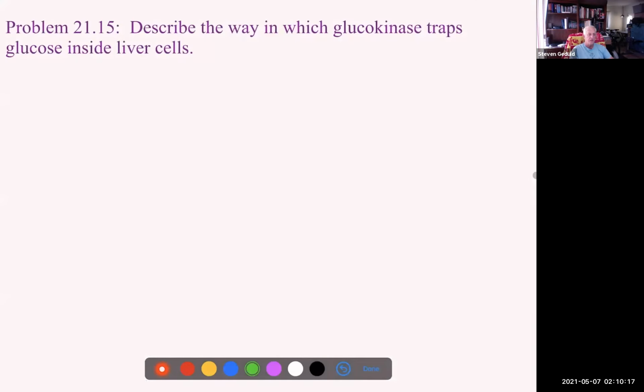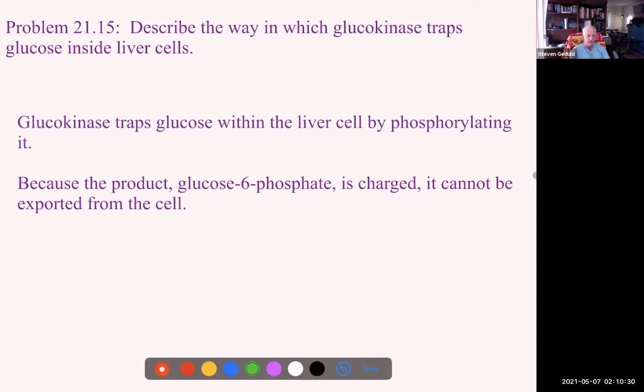Okay. So describe the way in which glucokinase traps glucose inside liver cells. Because remember, the liver is where the glucose is actually converted. Glucokinase traps glucose within the liver cells by phosphorylating it. It adds a phosphate group to it. Remember, that's an irreversible reaction because the product, glucose 6-phosphate, is charged. It cannot be exported from the cell. So once you put that phosphate group on it, it doesn't get kicked out of the liver cells.